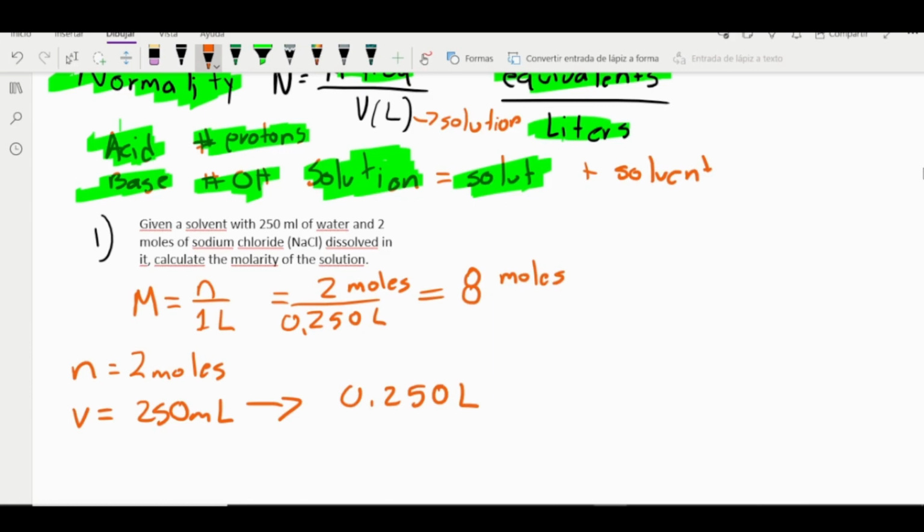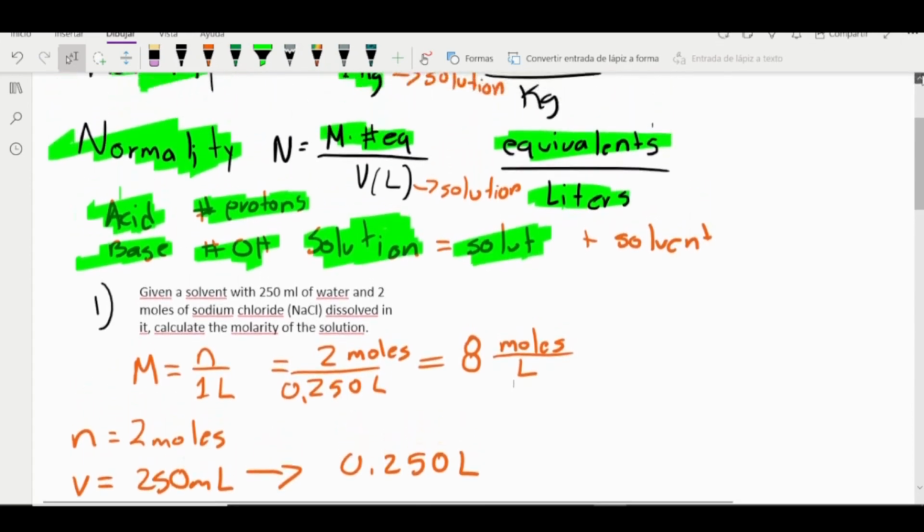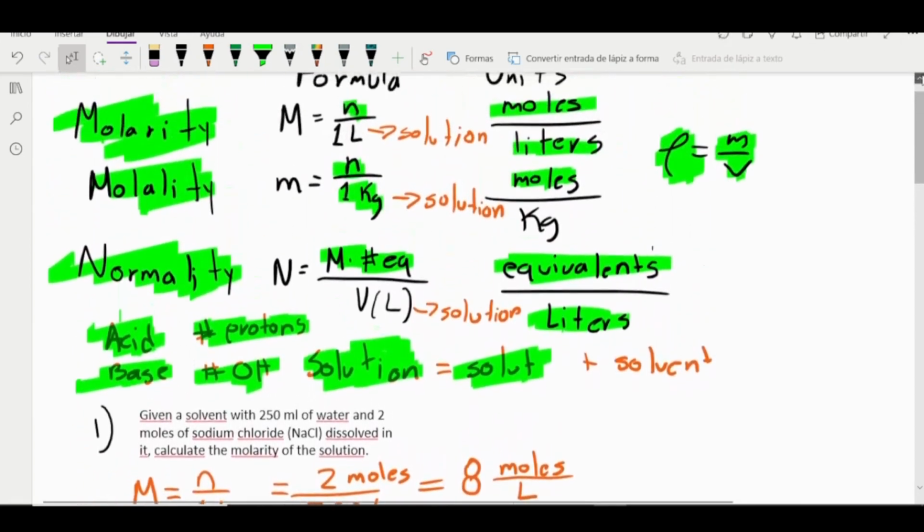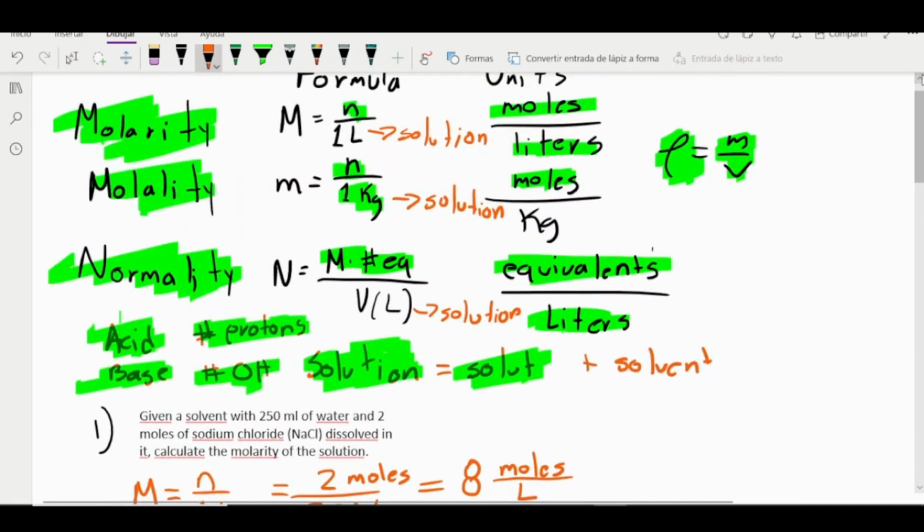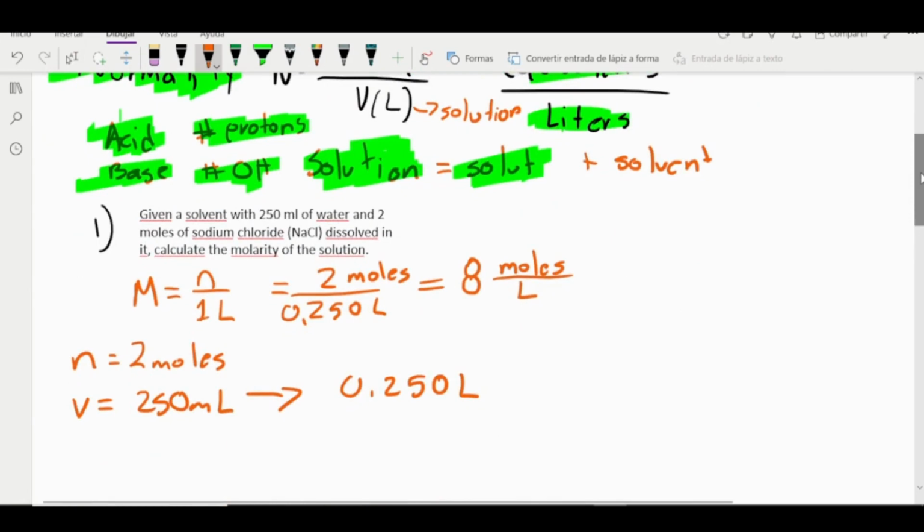Okay, because if you divide 2 by 0.250, it's going to be 8. So the result is 8 moles per liter. It's a situation that I mentioned before. When you see the formula, normally you can see the molarity is moles divided by 1 liter, but here we are talking more about the answer. The answer or the expression is 8 moles per liter.